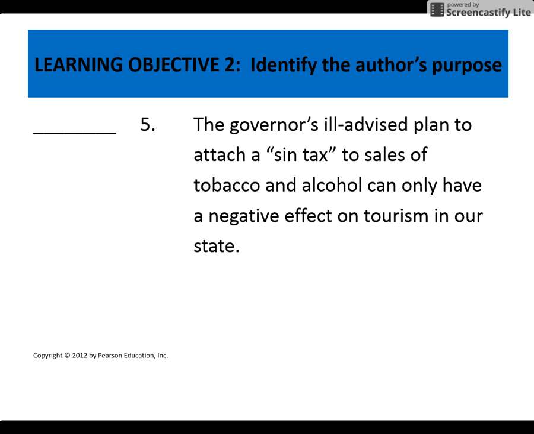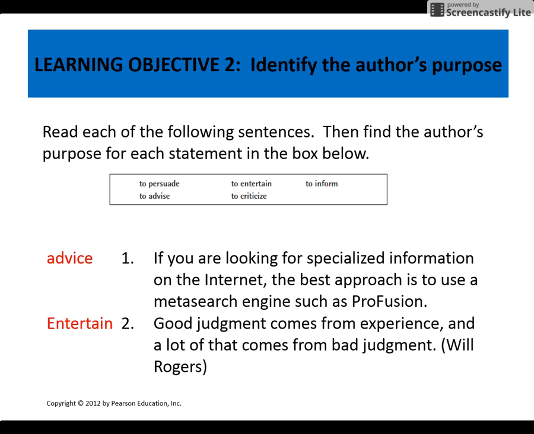All right, now for numbers 1 and 2. Number 1 is advice because they're saying the best approach. If you're looking for this, then the best thing to use would be this. They're giving a suggestion, some advice. For number 2, good judgment comes from experience. So the author is alluding, getting to a point where they say, let me tell you about this experience that I had when I made this bad judgment. So he's going to get into a particular storyline.